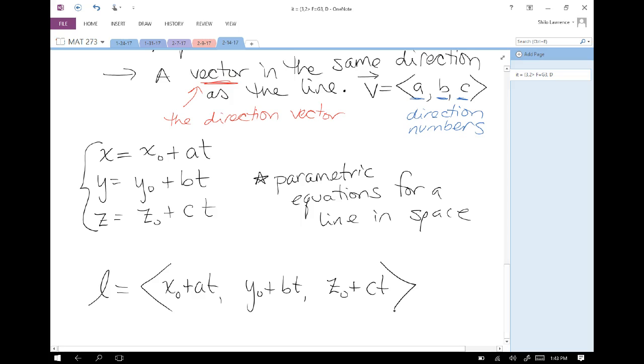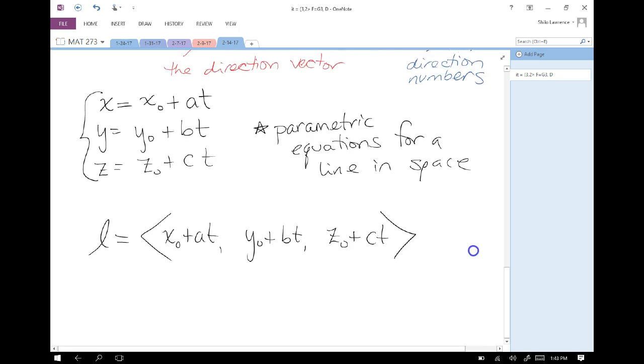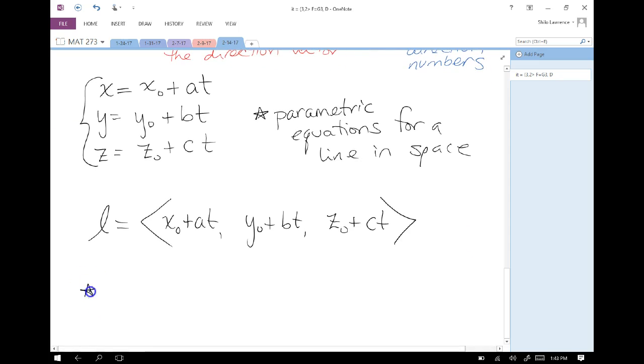Either one of these is perfectly fine. It's just 2 different ways to represent the line. You might be asked for parametric equations, or you might be asked for a vector representation. Just 2 different ways to write it. There's also something called symmetric equations. And in symmetric equations, all you have to do is go through and solve each of your parametric equations for t, and then set them equal to each other.